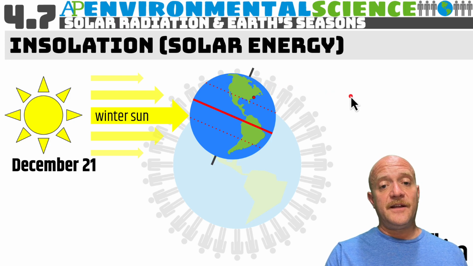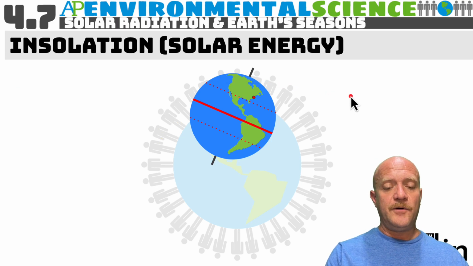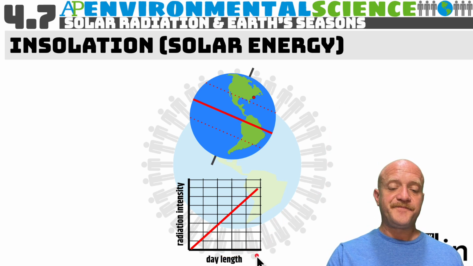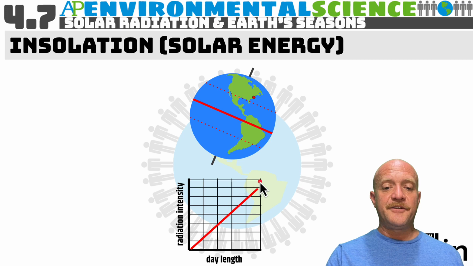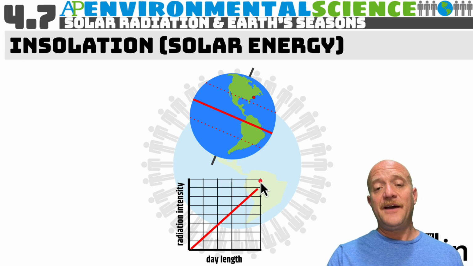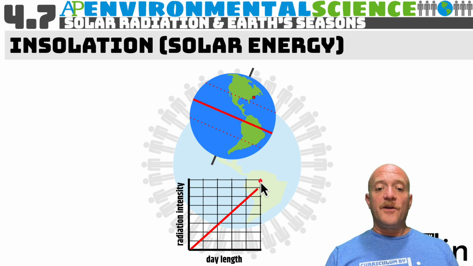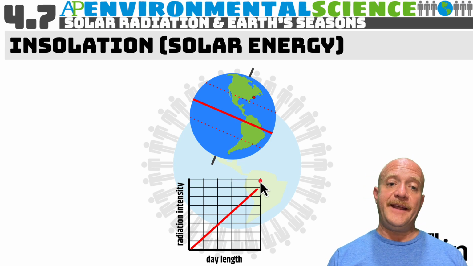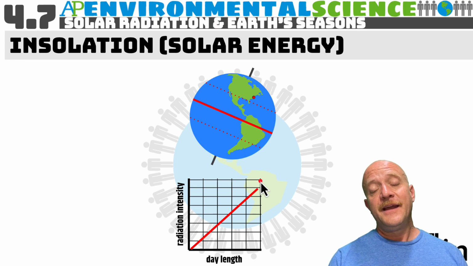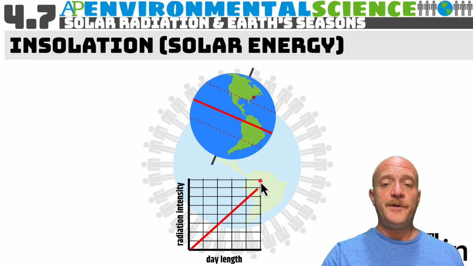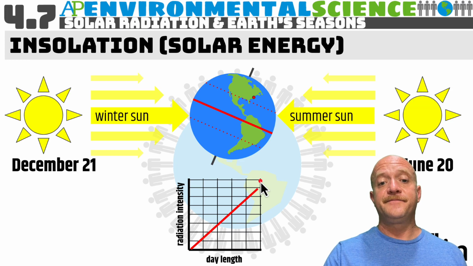Now what does this look like in more detail? Well, one thing first, the length of the day is going to increase the radiation intensity. So if we have a longer day, in other words, a longer amount of daylight, we're going to have more intensity from the radiation. That's why we have more solar intensity in the summer, because our days are longer, the time between sunrise and sunset.